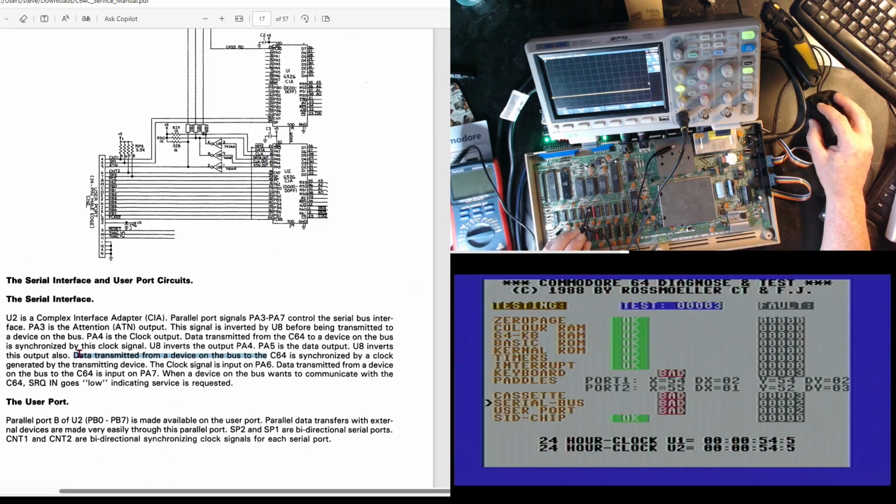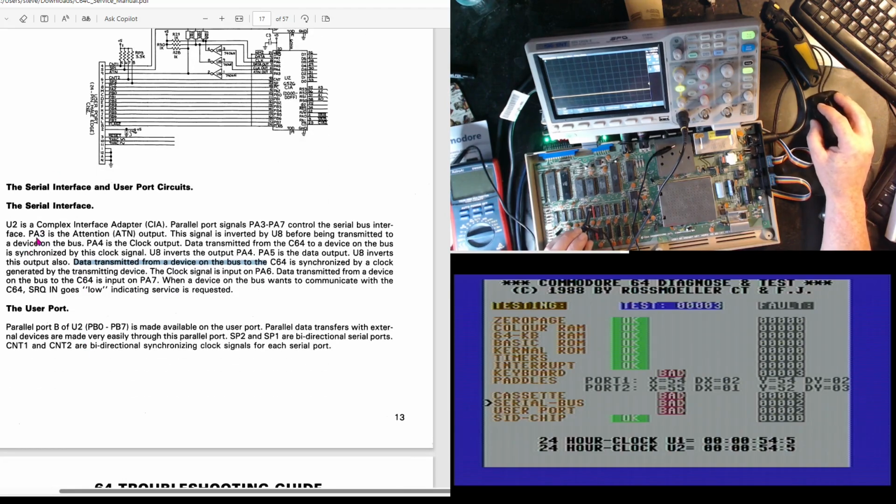Actually, I was looking at the serial interface. It seems to go past. I think it's hanging when it gets to the user port. So I think I was looking at the user port. So let's just skip ahead slightly.